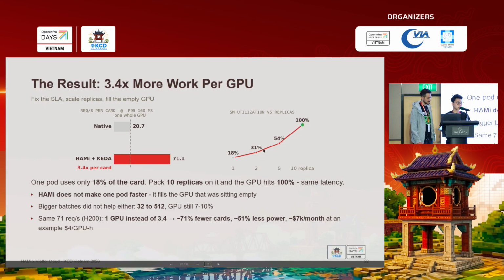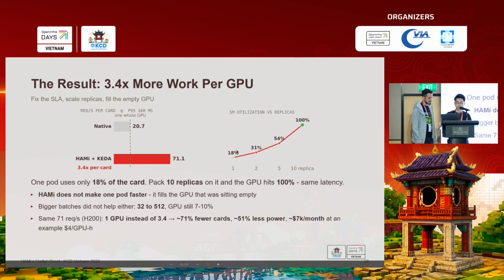But this proves that with HAMi and KEDA autoscaling, we can get more than 3 times the work per GPU. HAMi does not make one pod faster. It fills the GPU that was sitting empty.